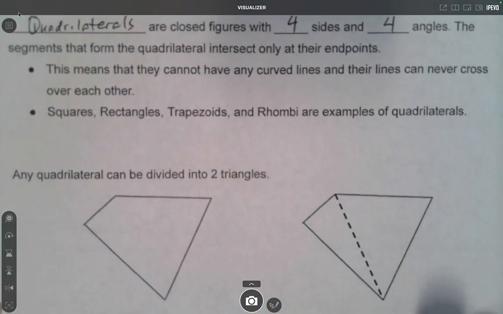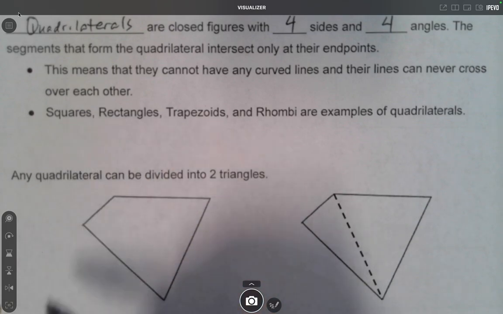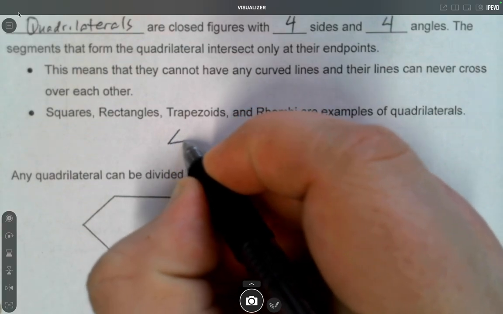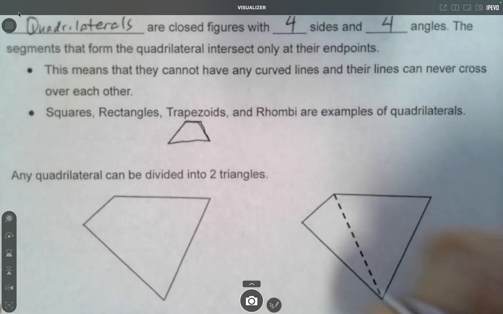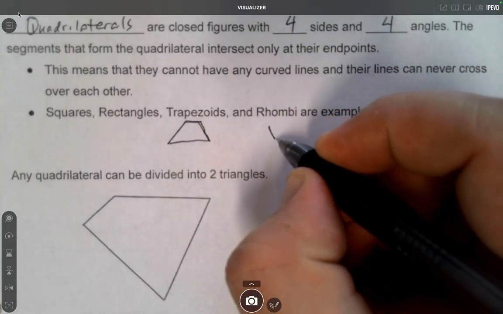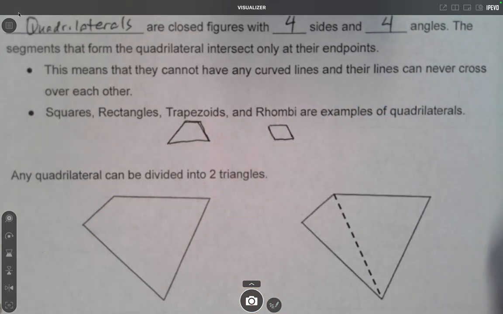But some common types of quadrilaterals are squares and rectangles, which I know you're familiar with. Trapezoids look something like this. And rhombi, or rhombus is the singular, they look kind of like this. But we'll get into that later. But those are examples of quadrilaterals.